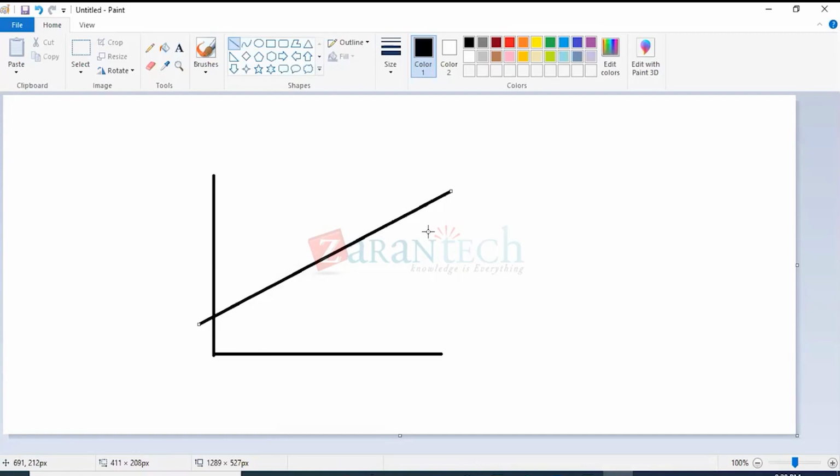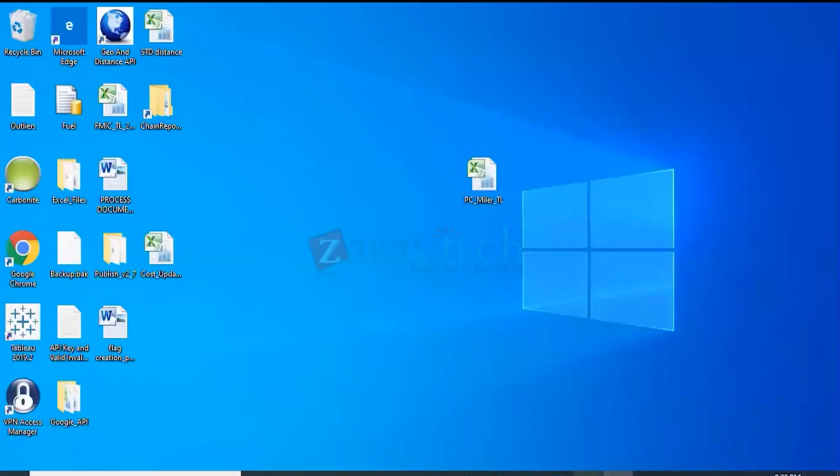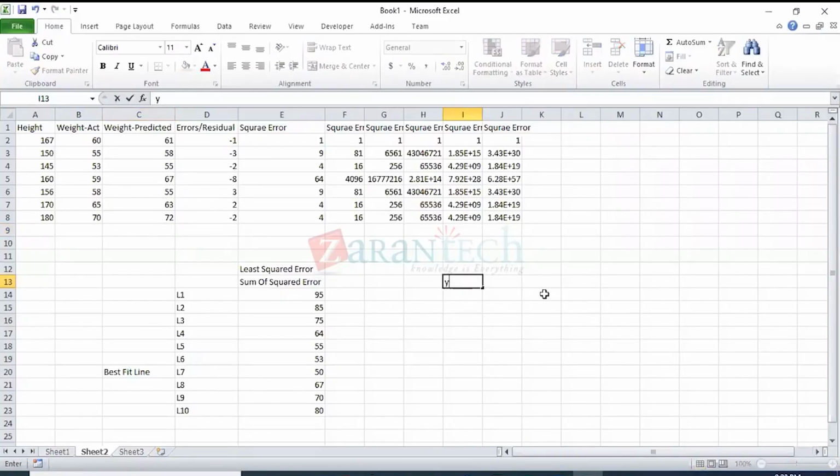Okay, so have you come across equations of a line before? Yes, y is equal to mx plus c. Yes, exactly. So the equation of a line, we can say, is y = mx + c.